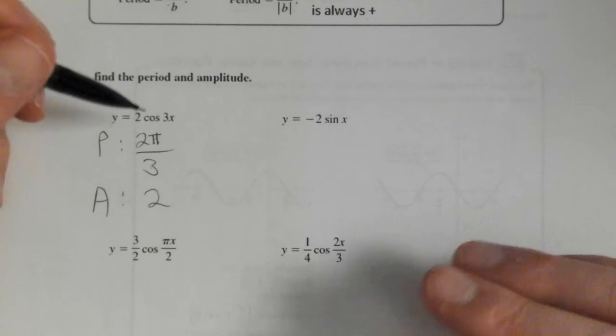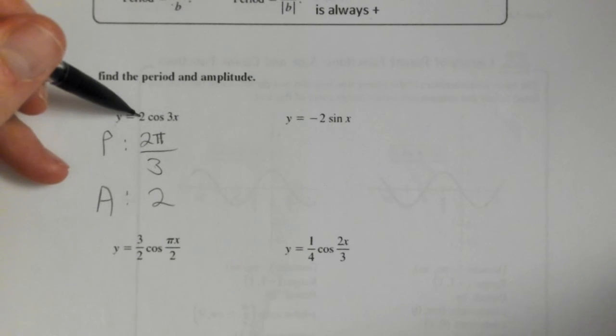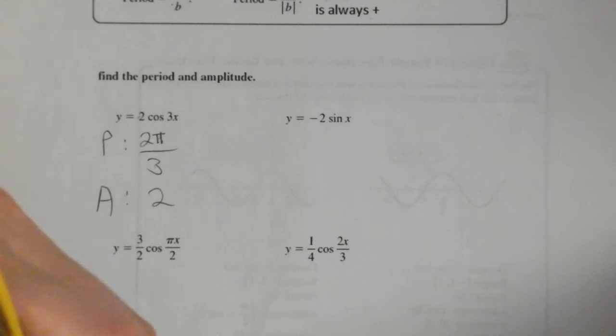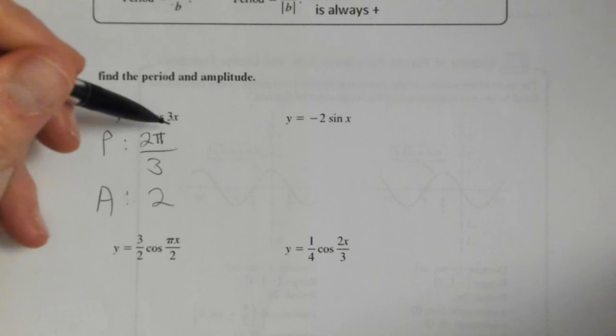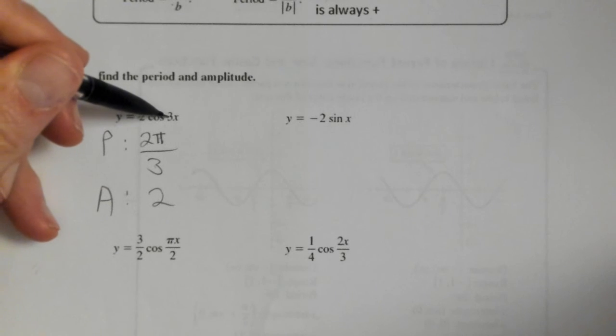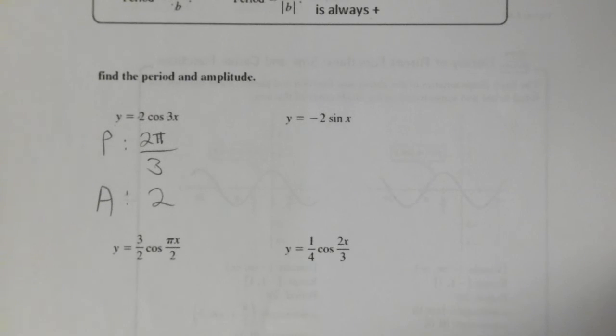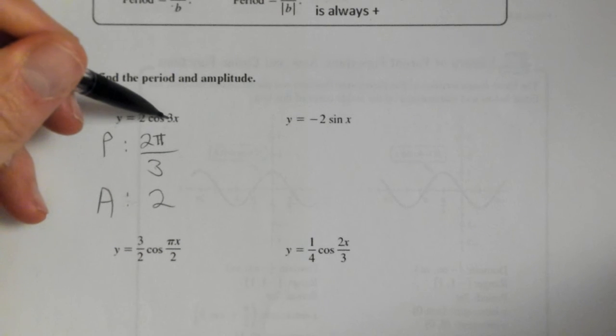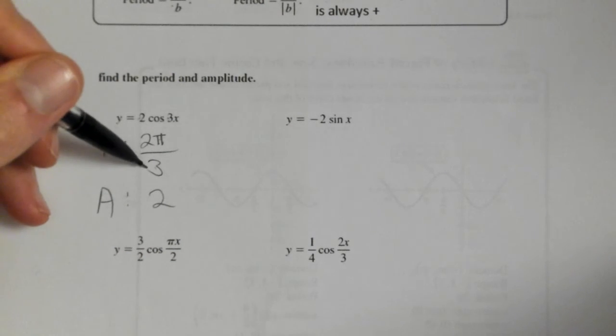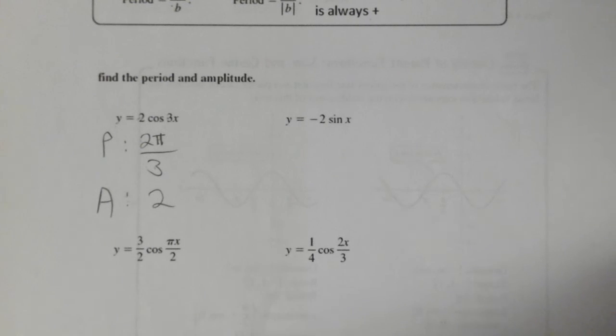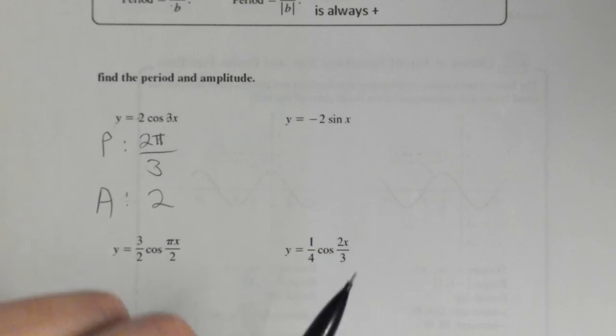So here's how you can kind of think about it. This number affects the amplitude, how tall the wave is or how high the wave gets. This number increases the speed by which it completes a cycle, right? So it will complete a cycle 3 times as fast as what it normally would in 2 pi. All right? Okay, next one.